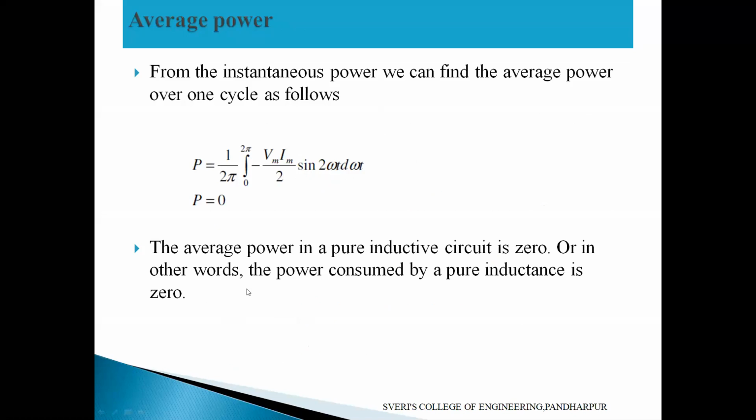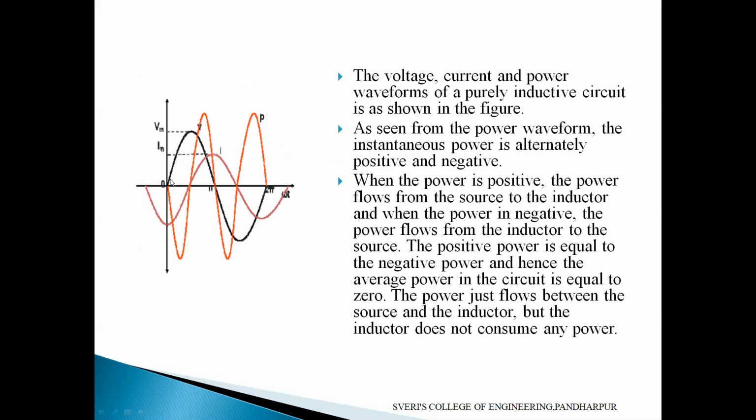So the average power in a pure inductive circuit is 0, or in other words, the power consumed by a pure inductance is 0. From this equation you see here, this is the voltage waveform, and this red color, the chocolate color one, is the current waveform. The voltage waveform starts from 0, but the current waveform starts at π/2. So voltage starts at 0 and current starts after an angle of 90 degrees. So current lags the voltage by 90 degrees.